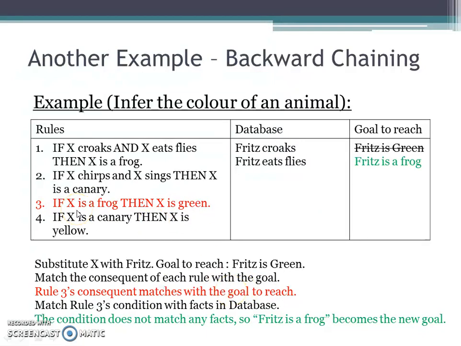So what happened here is we want to match whether the conditions of this rule match our database, because if we know that it matches, we prove that the goal we want to reach is correct. Because the condition does not match any facts, X is a fraud becomes the new goal. So now we change our goal from X is green to X is a fraud, because we found that the then part matches, and we change our new goal to if X is a fraud, so that we can work backwards again to see whether it matches our database.